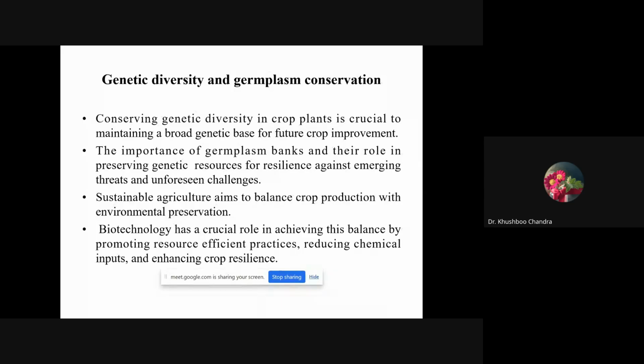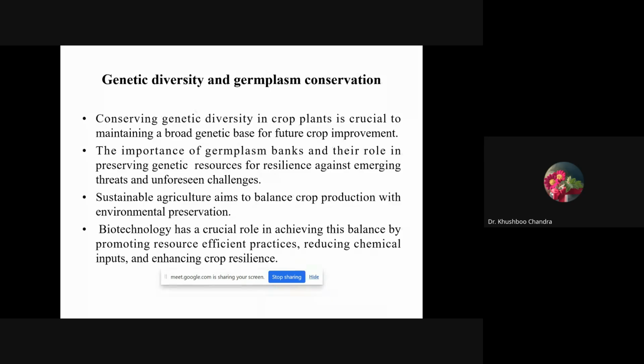Biotechnology also supports sustainable agriculture by improving resource use efficiency, how efficiently you are using the resources. Nowadays we have climate vulnerabilities, and also scarcity of land and water resources. So these resources are sinking day by day. And we can also keep in mind the reduced utilization of chemical inputs. Without conserving genetic diversity, breeding progress would get stagnant.